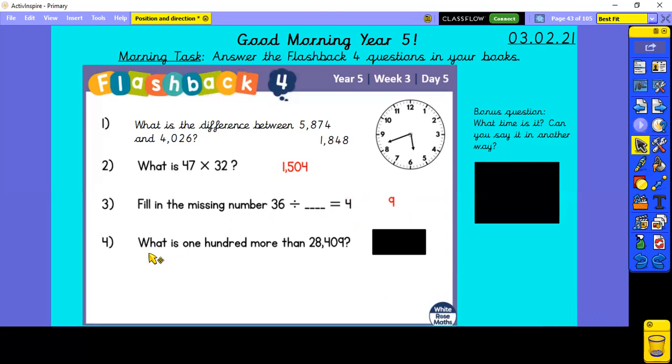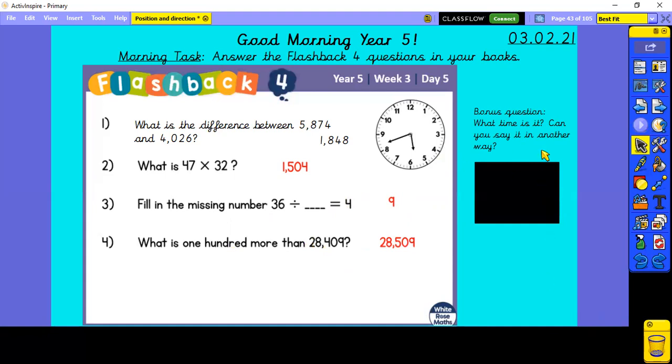Question 4, what is 100 more than 28,409? So to find the answer, you should have added 100 to get 28,509. Okay, now on to our bonus question.